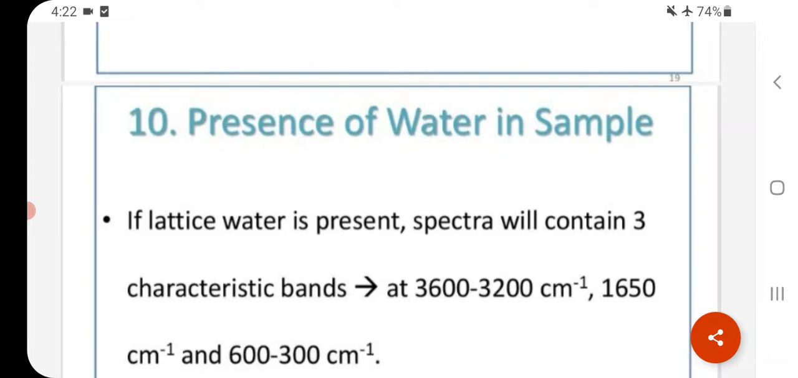10. Presence of water in sample. If lattice water is present, the spectra will contain 3 characteristic bands at 3600 to 3200 cm inverse.